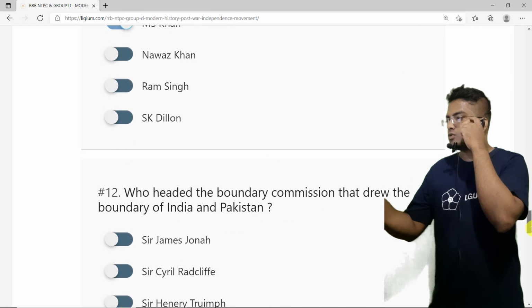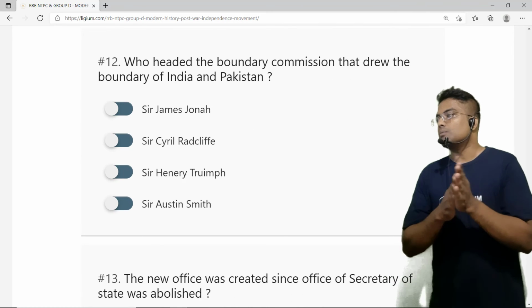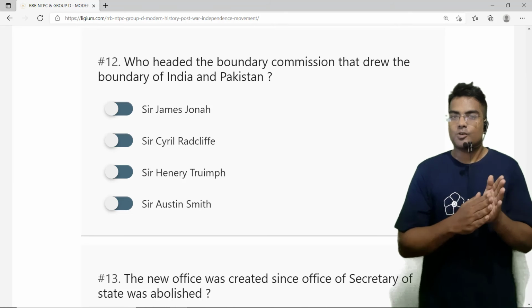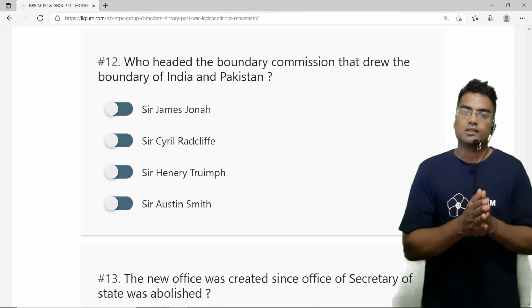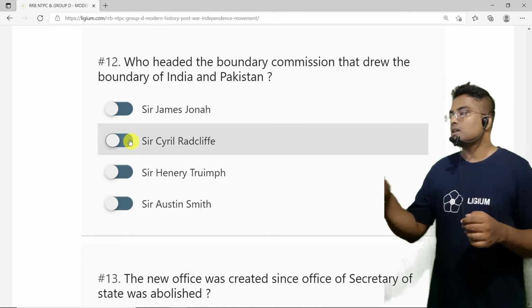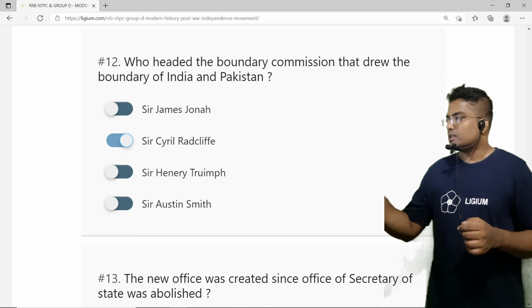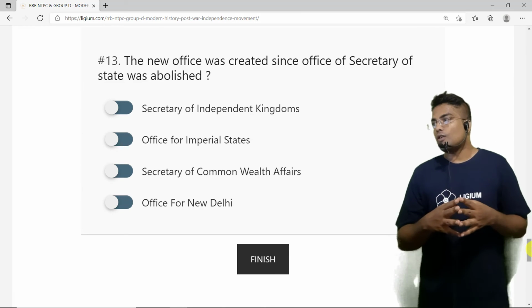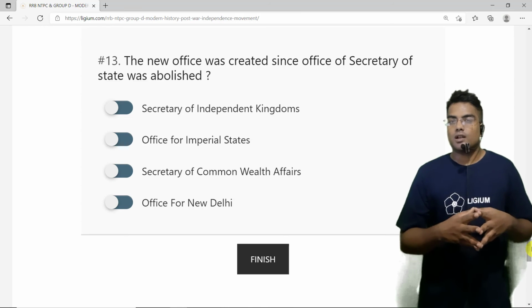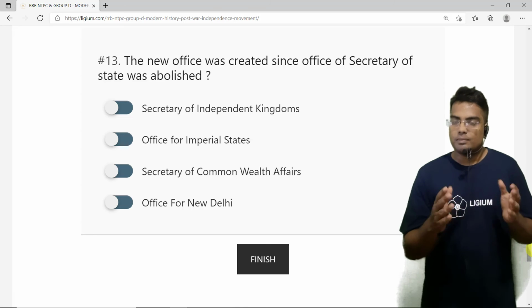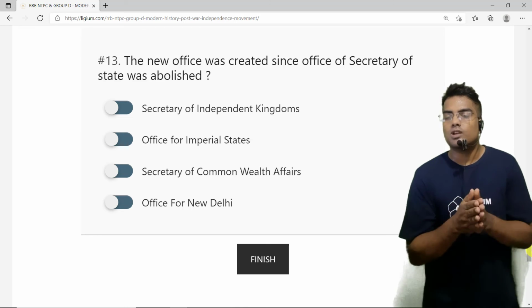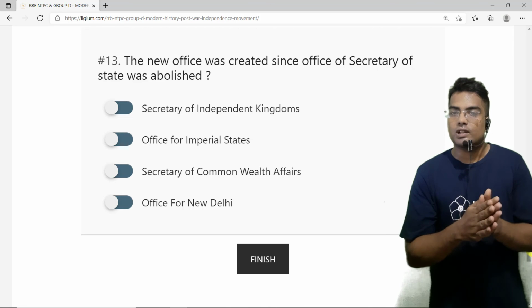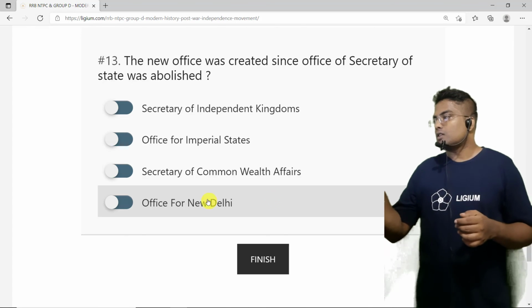Now we have the 12th question. Who headed the boundary commission that drew the boundary of India and Pakistan? It was Cyril Radcliffe who drew the boundary between India and Pakistan. So the correct answer is option B, Sir Cyril Radcliffe. Then we have the last question, the 13th question. The Office of Secretary of State was abolished. India became independent and it was decided there was no need for the Office of Secretary of State. So a new office, the Secretary of Commonwealth Affairs, was created. So the correct answer is Secretary of Commonwealth Affairs.